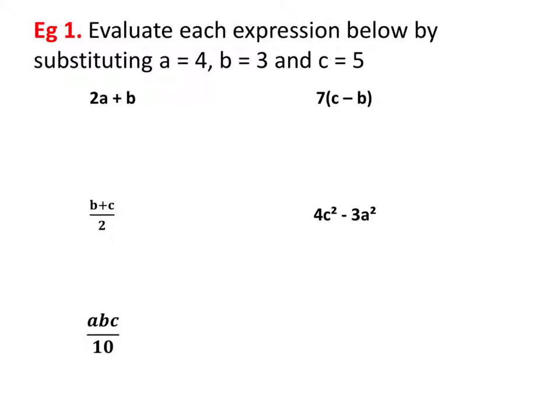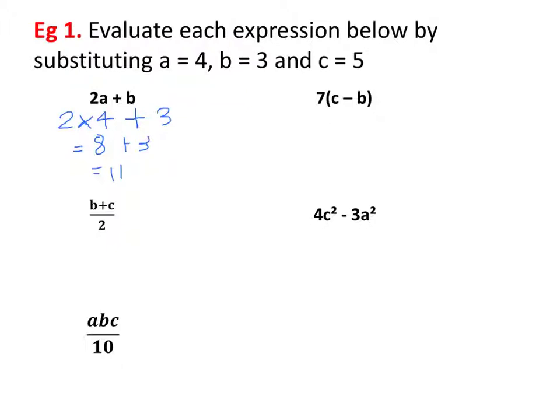Evaluate each expression below by substituting a equals 4, b equals 3, and c equals 5. So instead of having the letters, the pronumerals in our expression, we're going to substitute these values in. So instead of having 2 times a, we'll now have 2 times our value for a, which is 4, plus our value for b, which is 3. Then we can simplify. 2 times 4 is 8, plus 3 will give us 11.